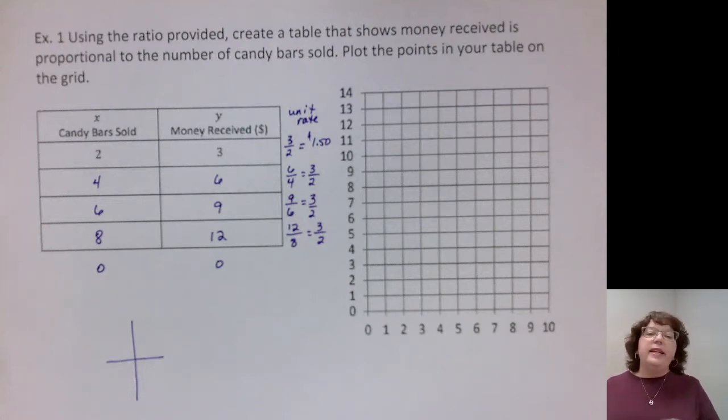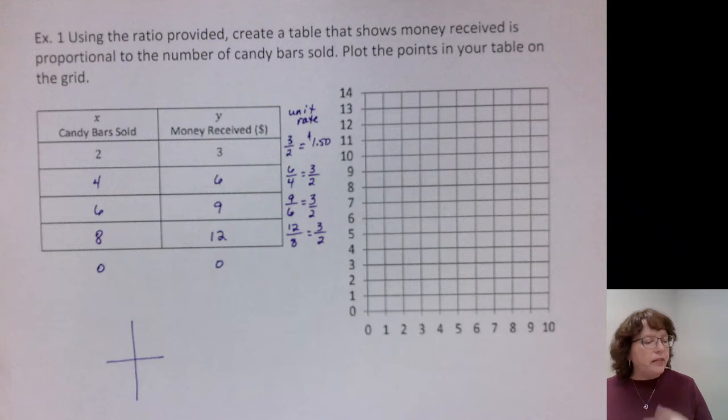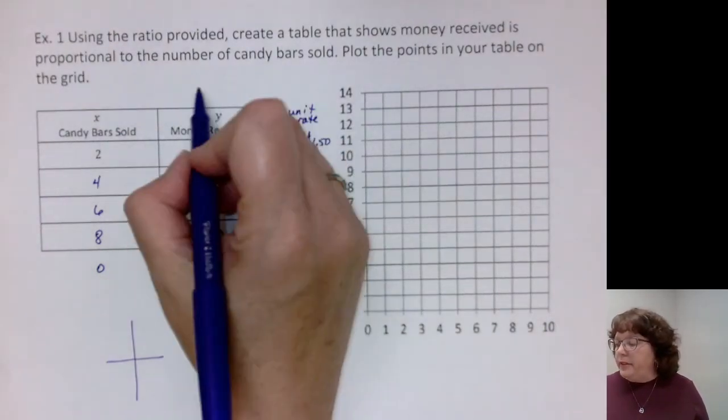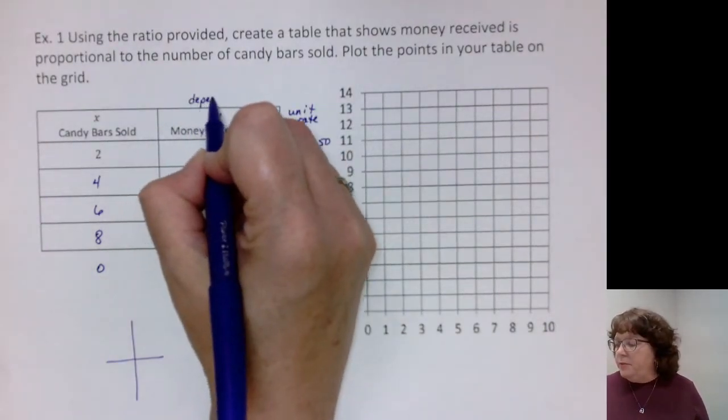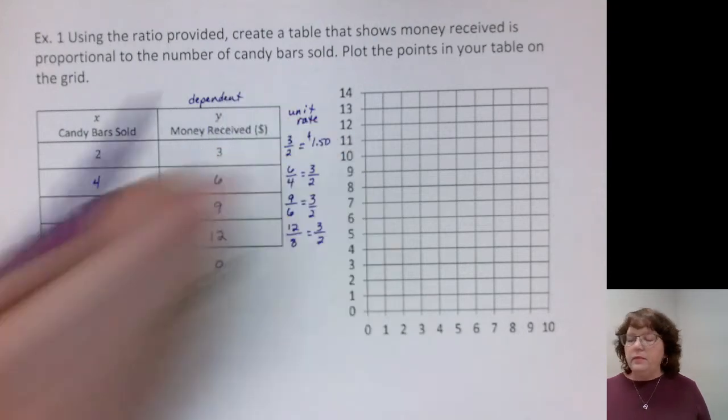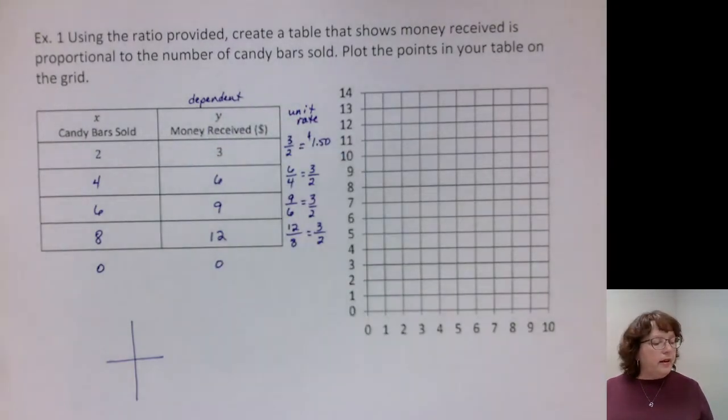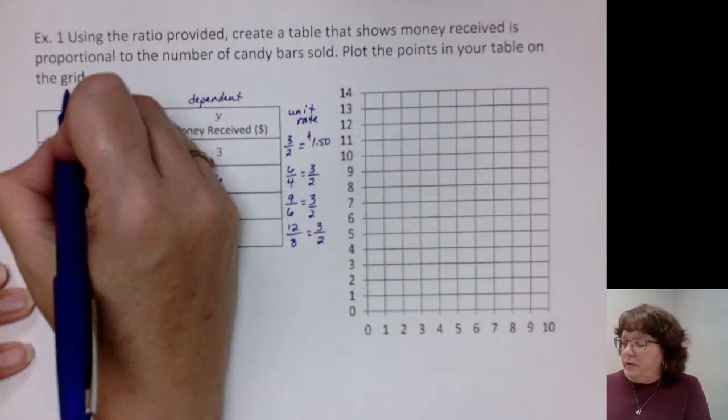Yeah, Isaiah had to sell the candy to get the money, right? So how much money Isaiah earns depends on how many candy bars that he sells. Okay, so the money received has to be the dependent variable. So that's why this is labeled Y here. This is the dependent variable. And the number of candy bars sold is the independent variable.